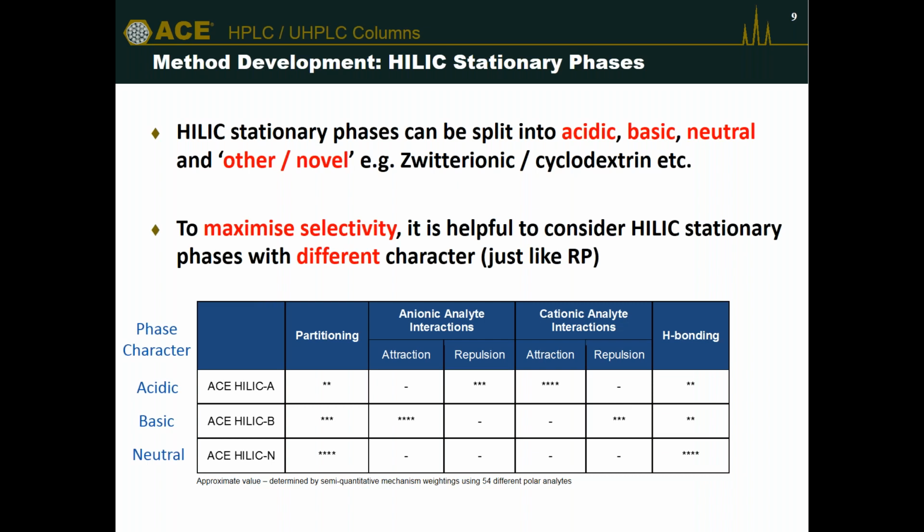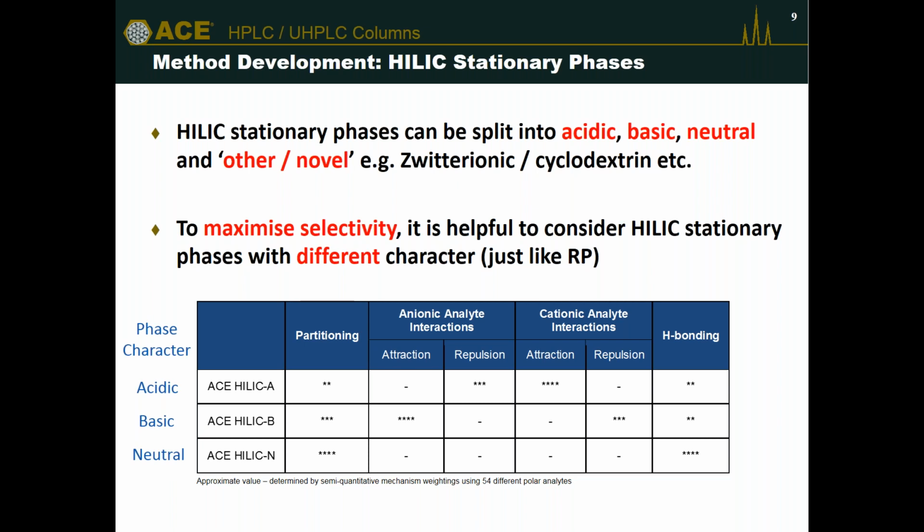So it's always useful to consider different stationary phases for method development. And when I talk about reverse phase method development, I say exactly the same thing. The most useful thing is to look at different column characters, just as in reverse phase chromatography, because this has an effect on the elution order and retention properties of your analytes. Typically, it will allow you to get to a method quicker.